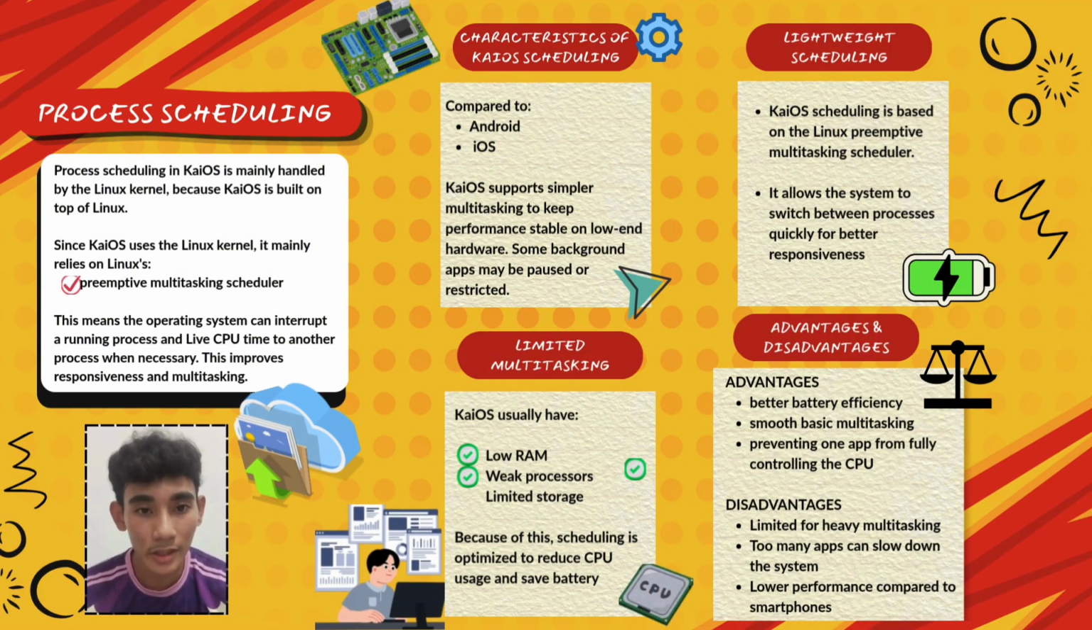I will explain about process scheduling in KaiOS. KaiOS uses the Linux preemptive multitasking scheduler, which allows the system to switch quickly between running processes. This helps the phone stay responsive while multiple apps are active.